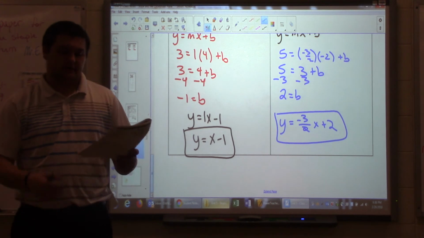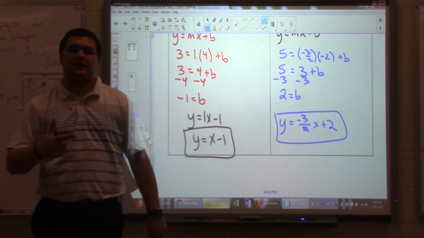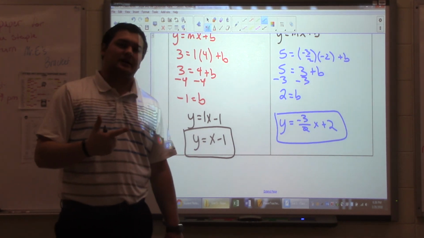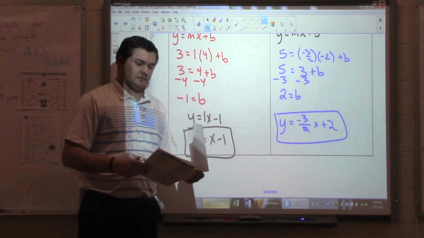And I'm done, right? Find your slope, find your y-intercept, no matter if you're given 2 points and the y-intercept or just 2 points. Find your slope, find your y-intercept, plug them into the equation.